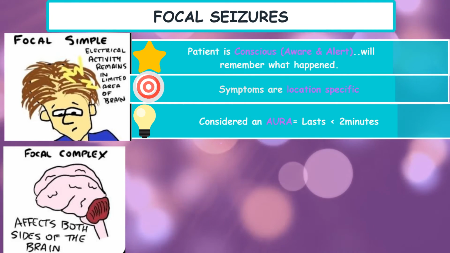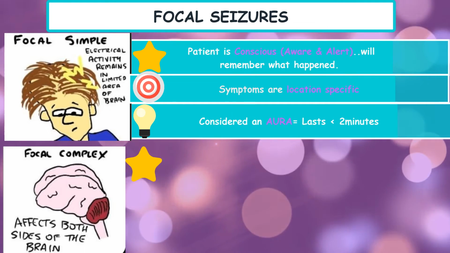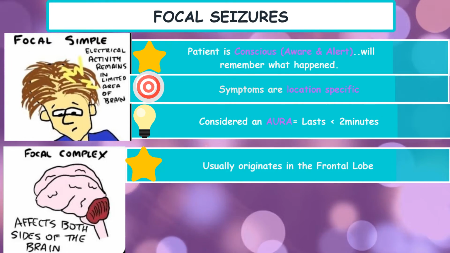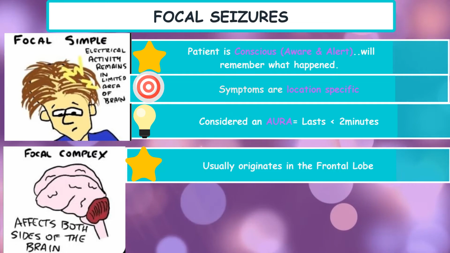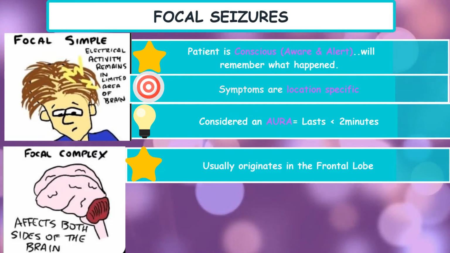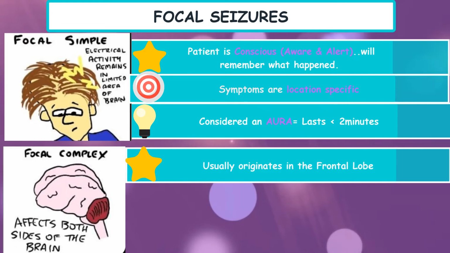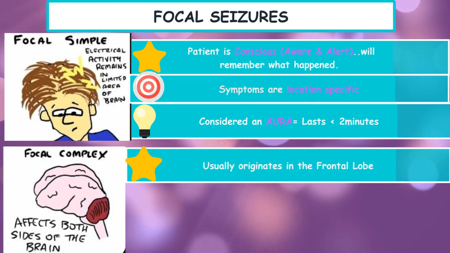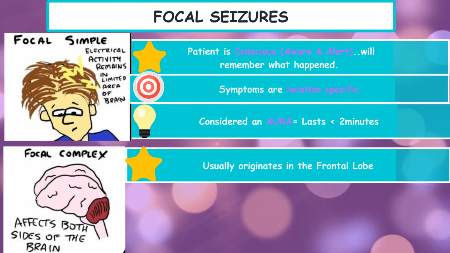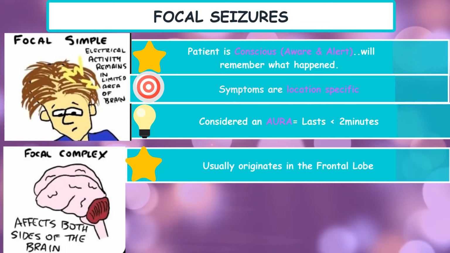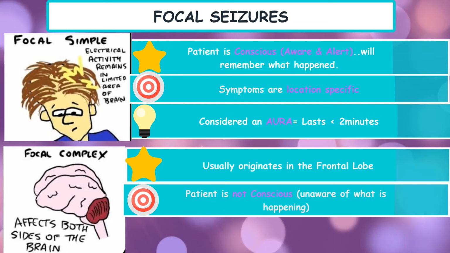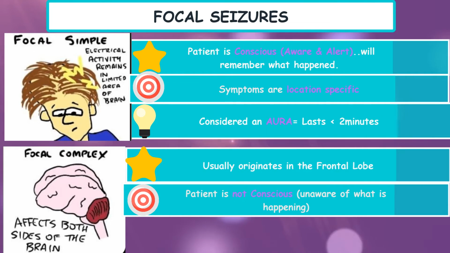Focal impaired awareness seizures, previously called complex partial seizures, affect a bigger part of the brain than the focal aware ones and usually originate in the frontal lobe. And remember what the frontal lobe is responsible for: communication, feelings, and emotions. The patient is also unaware of what is happening and exhibits motor symptoms, which is totally different than the focal simple type, in which they are aware of what is happening.